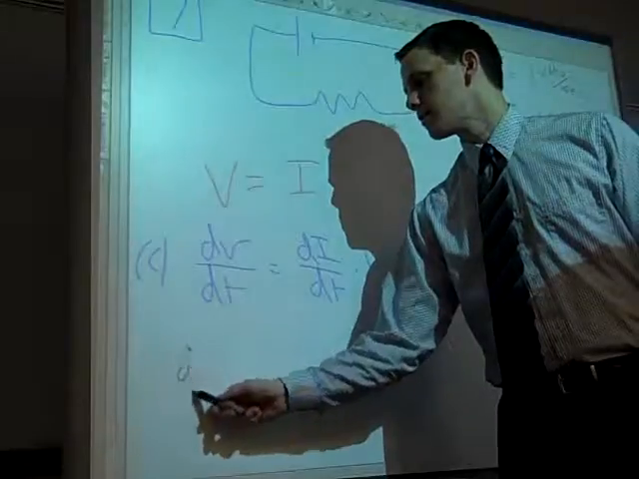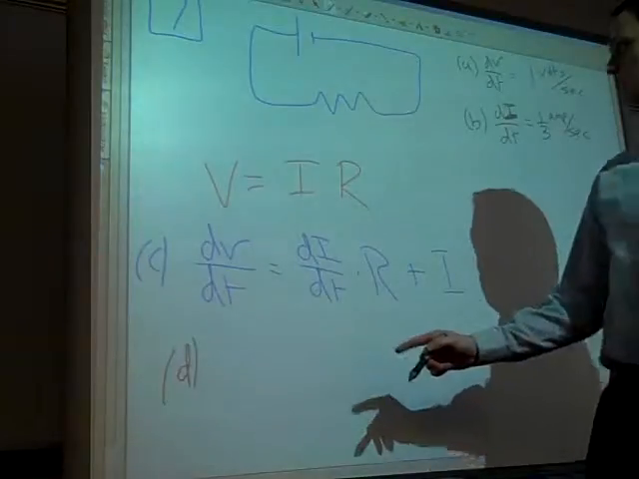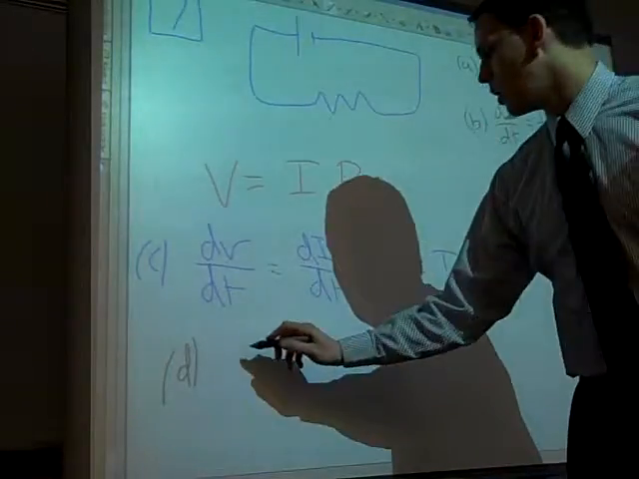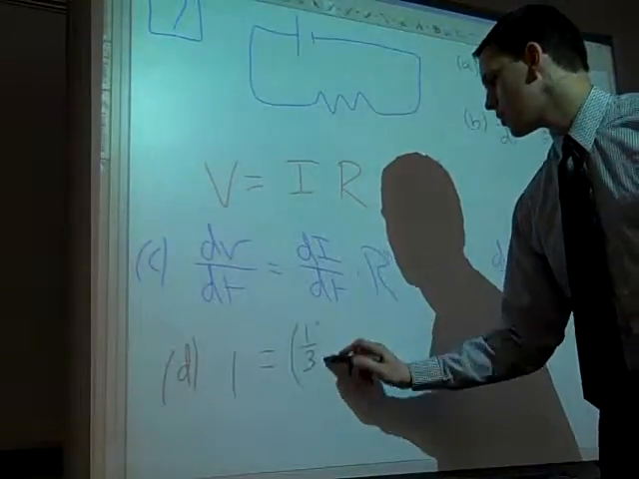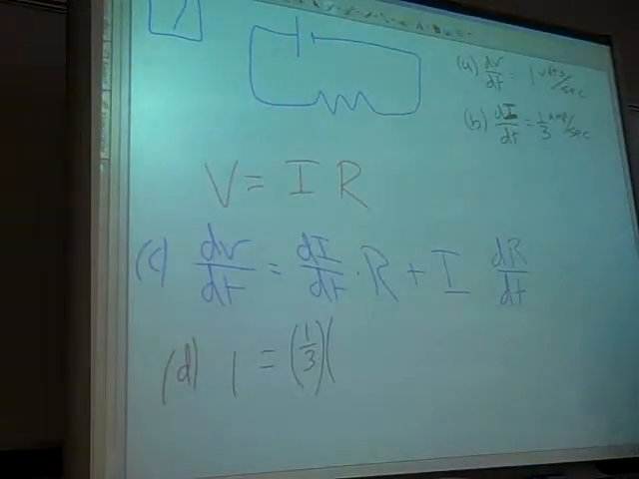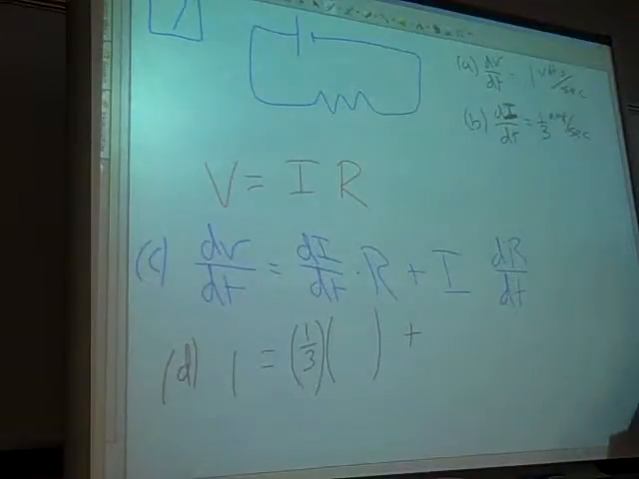Finally, part D. What part D says is, it gives you some information. Suppose V is 12, I is 2. We're looking for dR/dt. So, awesome. So we just start plugging things in. dV/dt is 1. dI/dt is 1/3. It tells us that the rate, it doesn't tell us the rate, we'll get to that in a second. It tells us that the current is 2 amps.